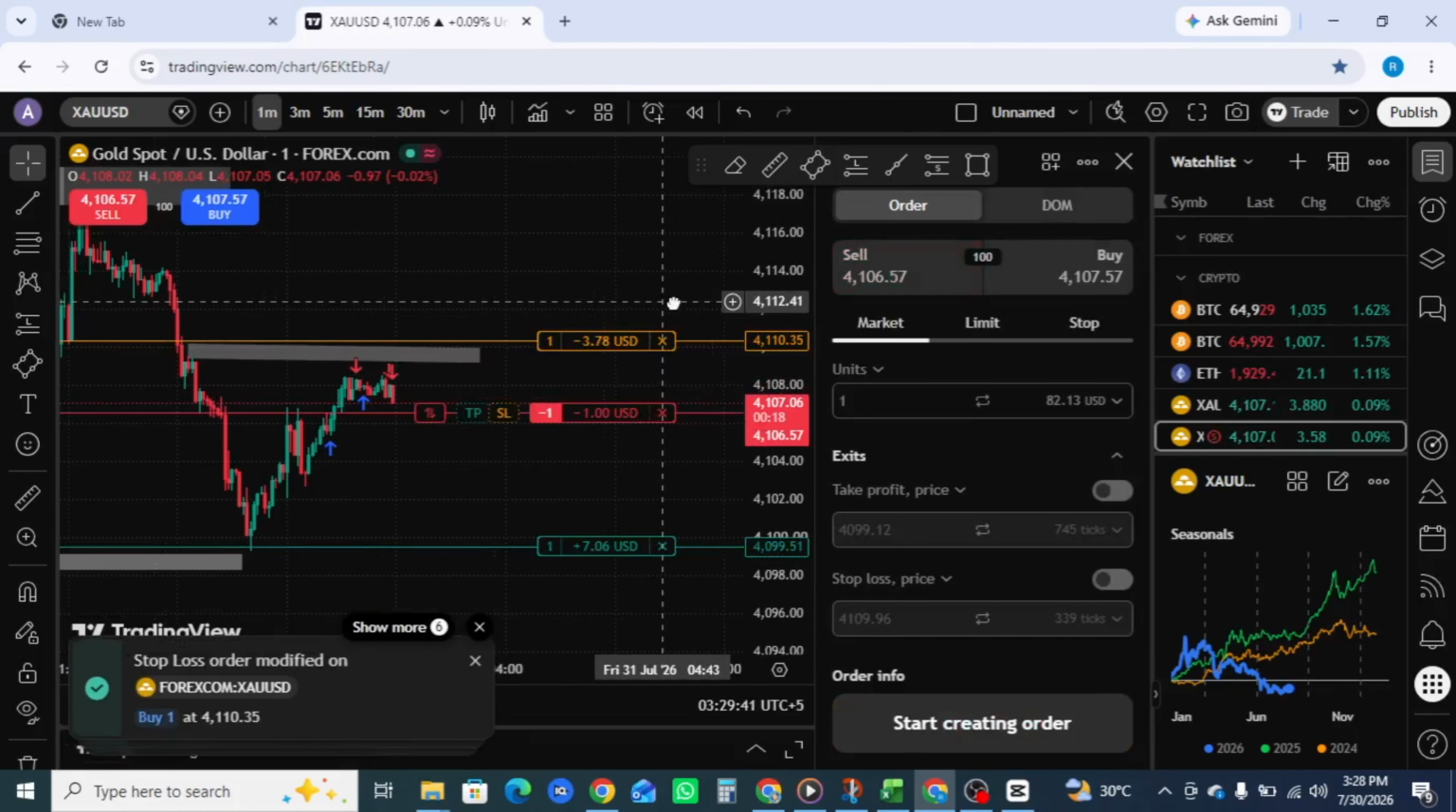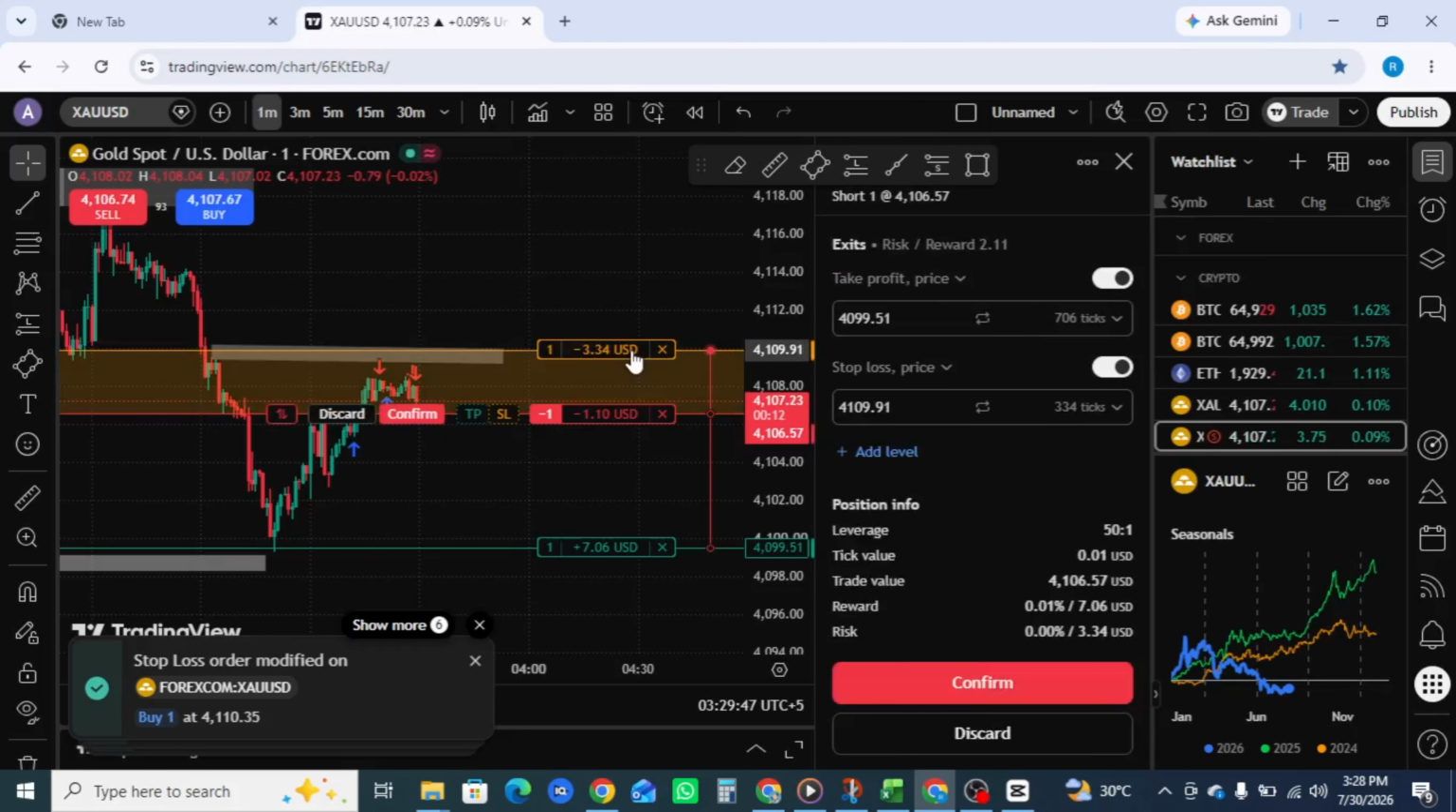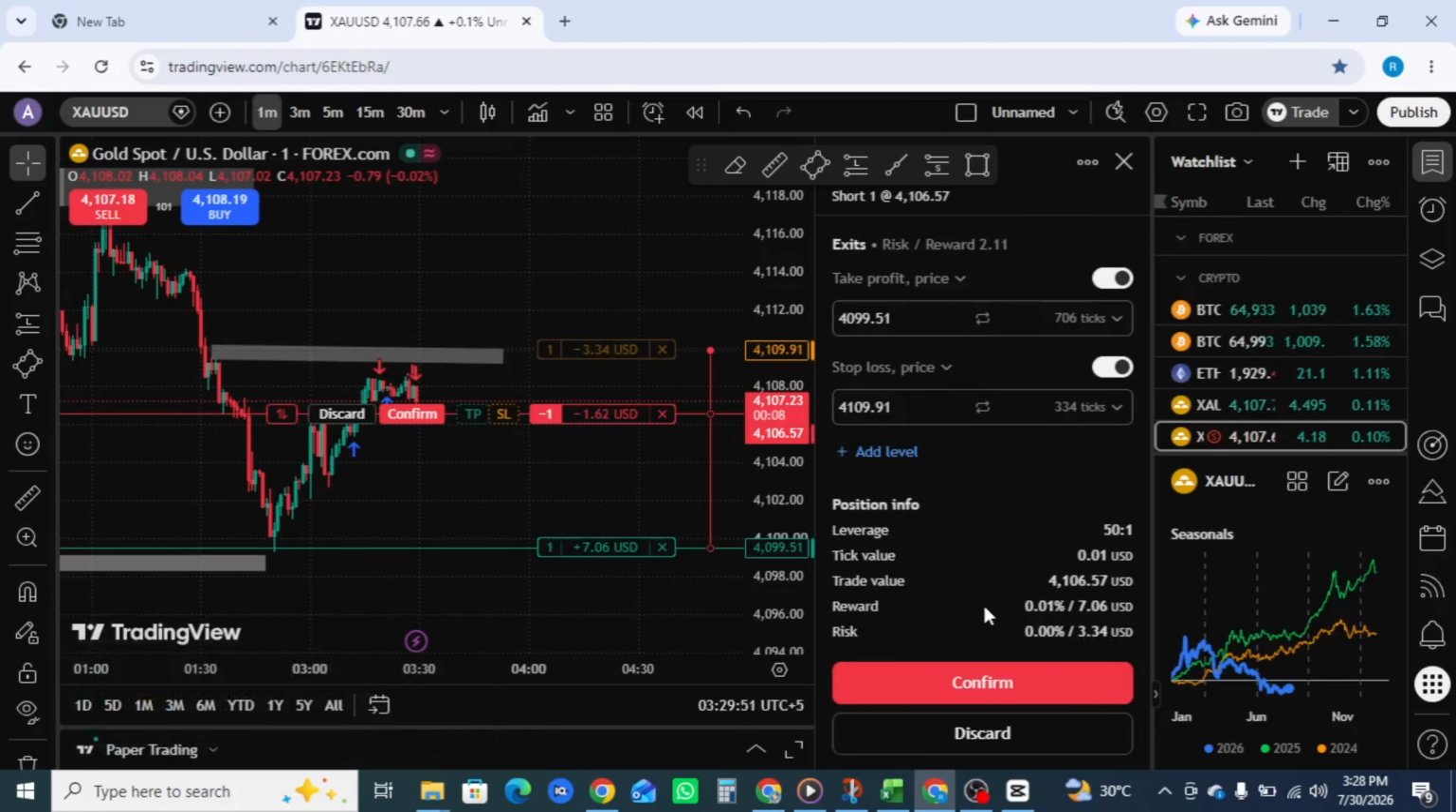Next, choose your order type. A market order enters the trade immediately at the current market price. A limit order waits until the market reaches your selected price before executing. A stop order can be used to enter the trade only after the price reaches a specific trigger level.